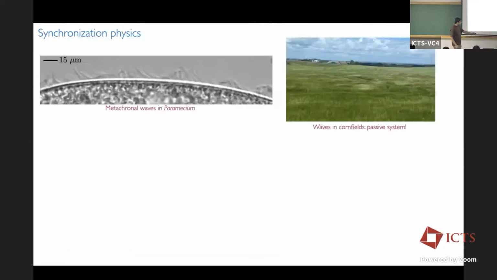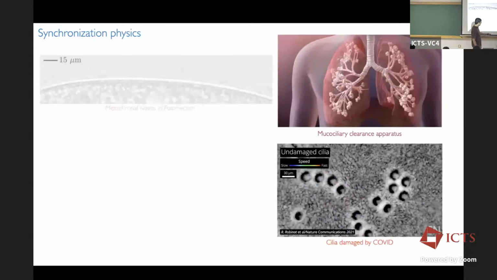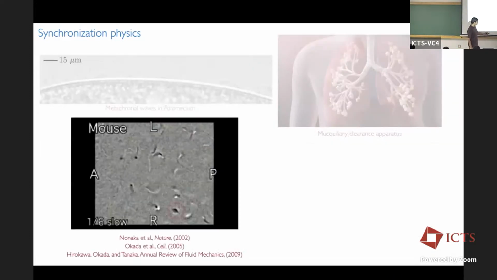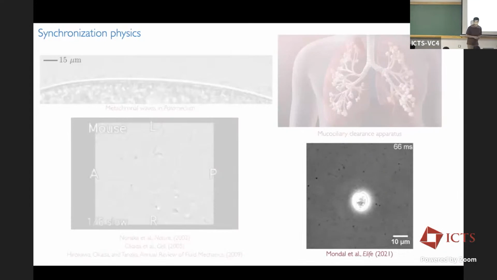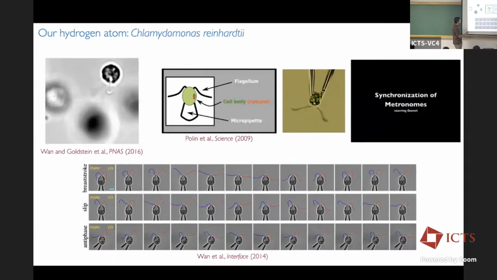And this is again a synchronization problem of a Chlamydomonas. So today I won't go to the N-body or N-particle problem, that's for next class. We're going to start with the hydrogen atom of our world, which is this organism, Chlamydomonas. I will show you some movies and try to explain or pitch the problem that we are trying to solve.